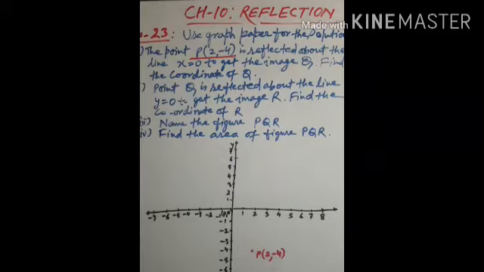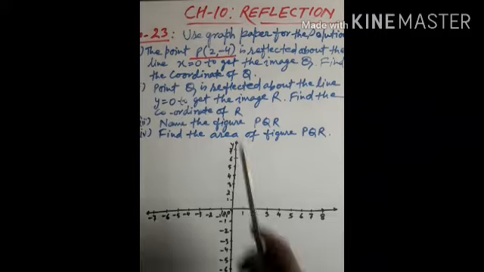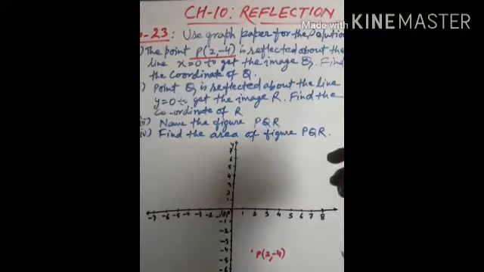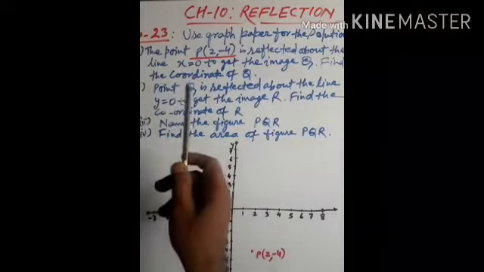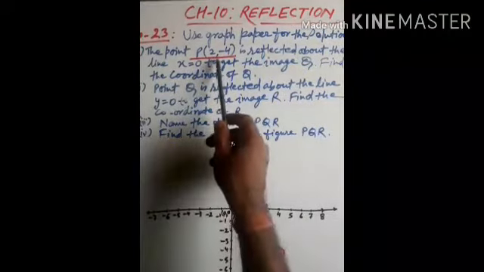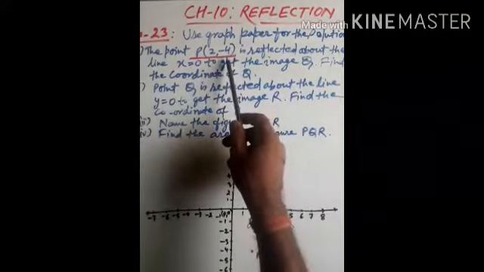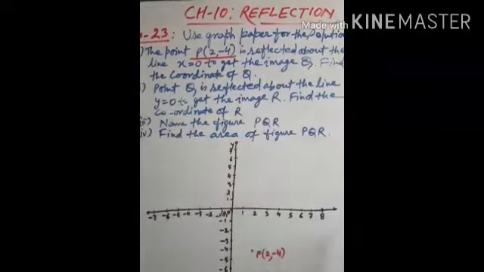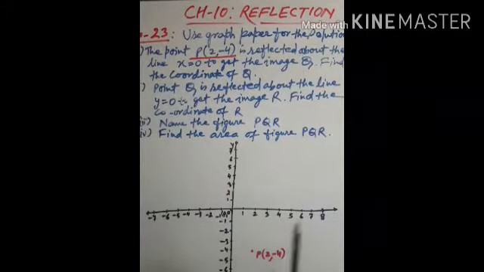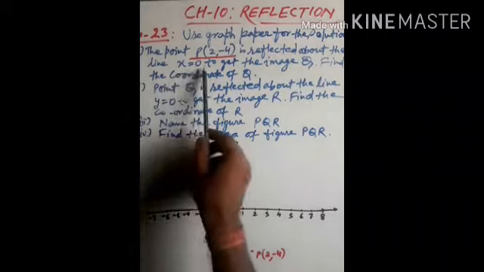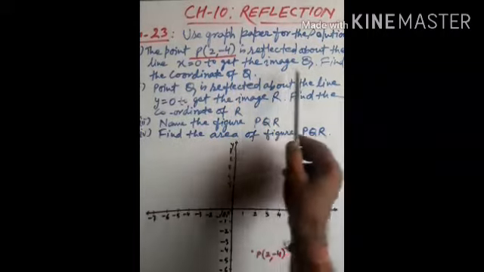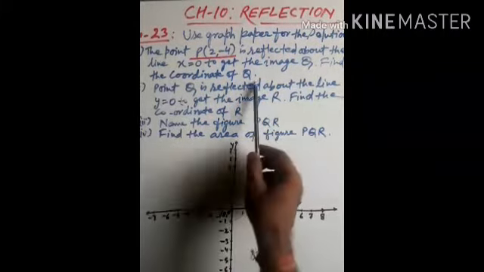Let us solve question 23 of this exercise. Use graph paper for the solution. The point P (2, -4) is given, and you have to reflect it about x equal to 0 to get the image Q and find the coordinate of Q.